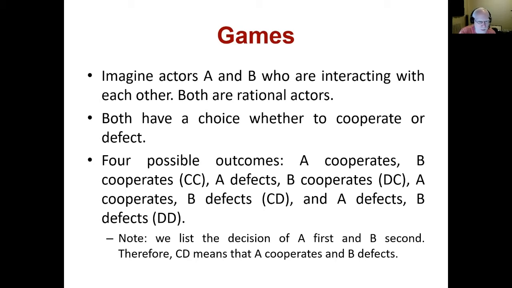A cooperates and B defects, we represent that as CD, for cooperates, defects. We always represent A first and B second, just for simplicity, in CC, DC, CD. And then finally, we have A defects and B defects, which is represented as DD, for defect, defect. So we always list A first and B second. CD would represent A cooperates, B defects.